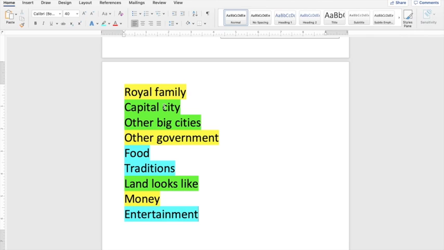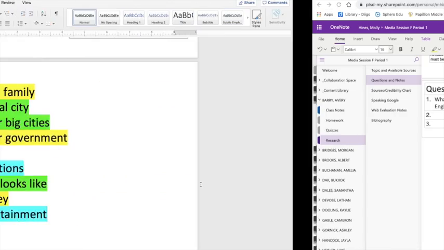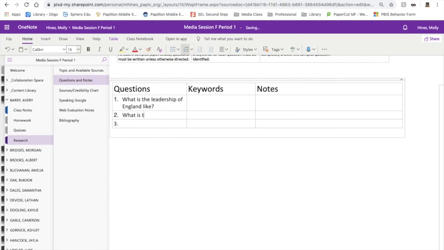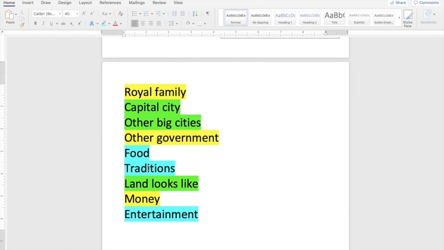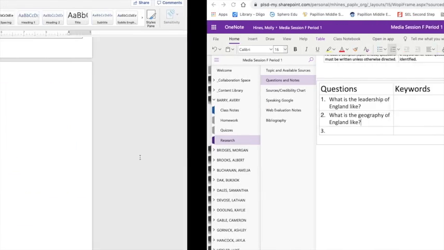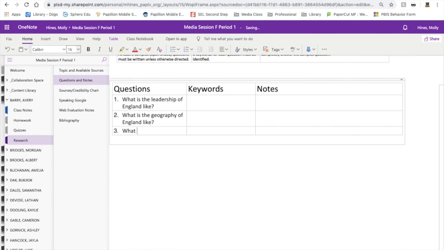Now I'm going to come back here and look at the green. Capital city, other big cities, and what the land looks like. When I'm thinking about those things, those all deal with the geography of a country. So now my second question is, what is the geography of England like? And then I look at my last group, which is the blue one, and I think about food and traditions and entertainment. I know that food and traditions really deal with culture. And so I can throw entertainment in there too. And I can say, what is the culture of England like? Oops, it helps if I spell it right.